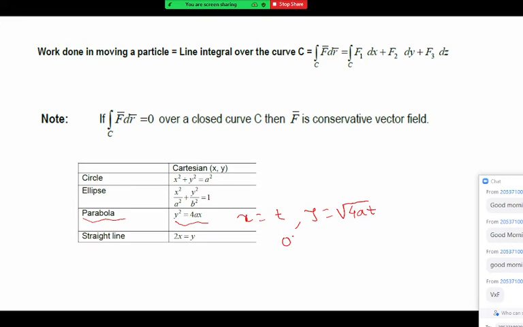Or you can take y equal to t. I'm saying this one is actually better. y is equal to t, and then x becomes t square upon 4a. Are you getting it? So this is better actually. y is t, x is t square by 4a. So that's a parametric form for this parabola. And what for the straight line now?